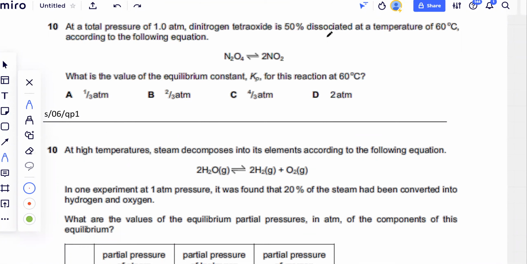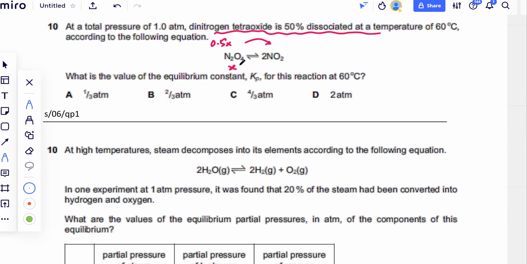He's saying that there's dinitrogen tetroxide which is 50% dissociated. So if you start off with 100, 50% of 100 is, or you can take it as x. You have x moles of this in 204. So if 50% is dissociated, how much is gone? That means 0.5x has reacted. Half of it is gone.